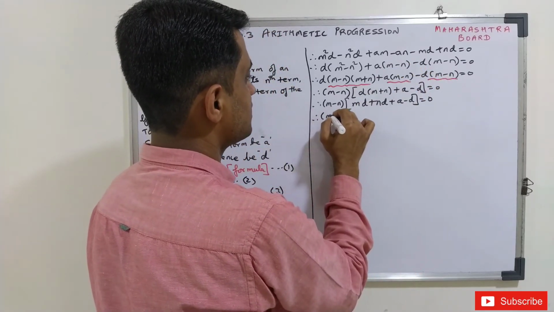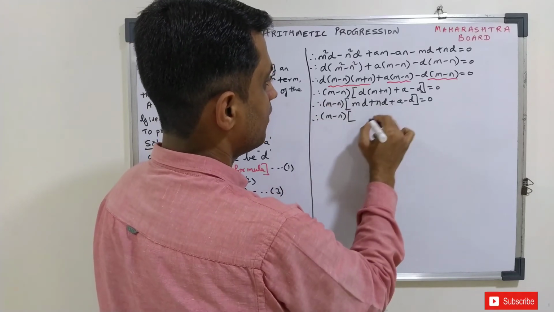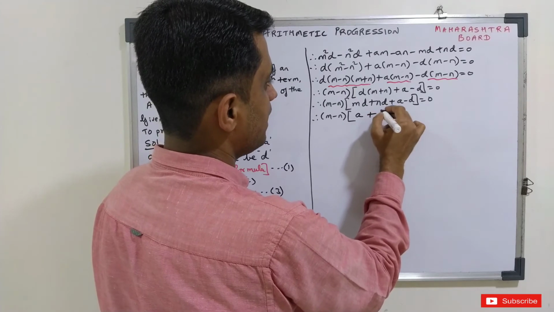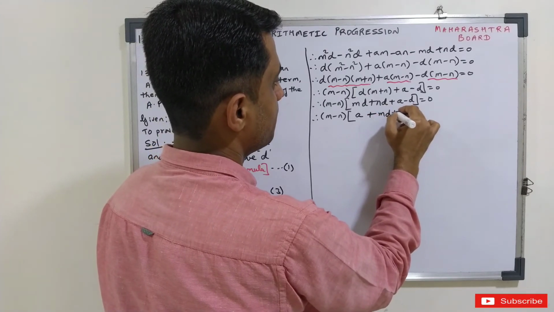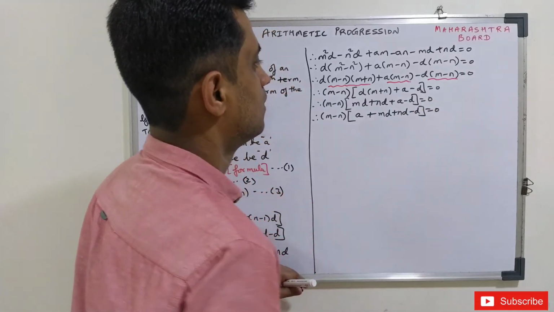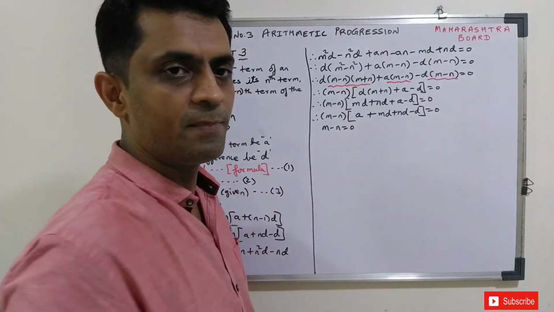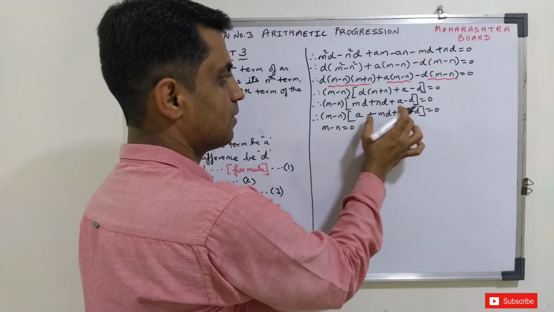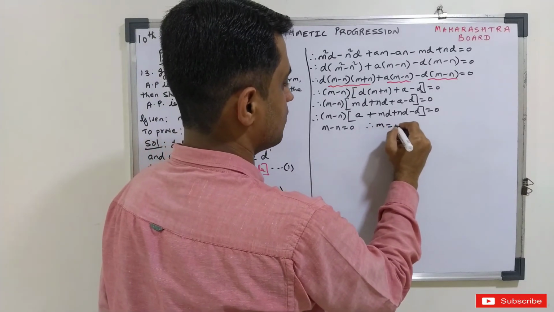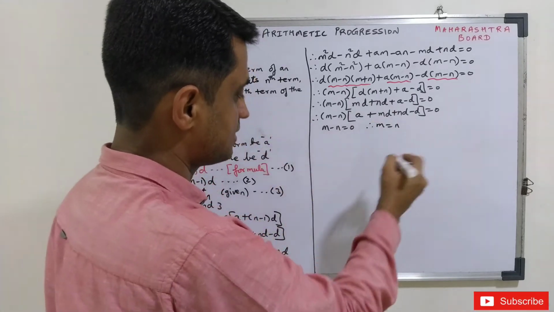Let us rearrange M minus N. Here what we will do? We will write A first, and this we will write as MD plus ND minus D is equal to 0. Now M minus N is equal to 0. Comparing each with 0, you will get M is equal to N. Yes, N shifted here. Minus N shifted that side.